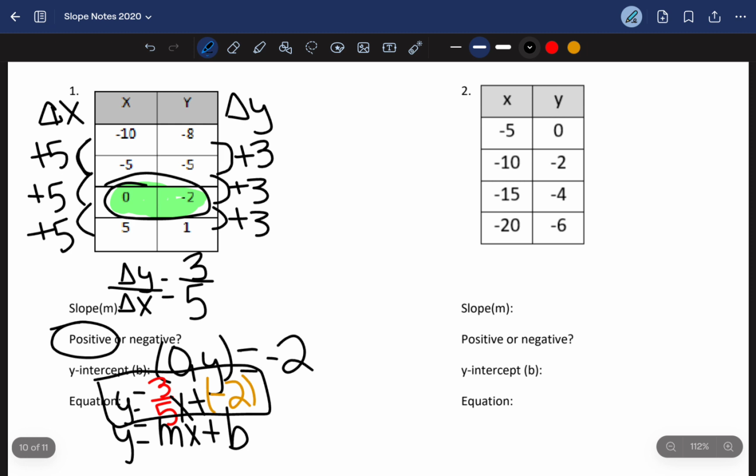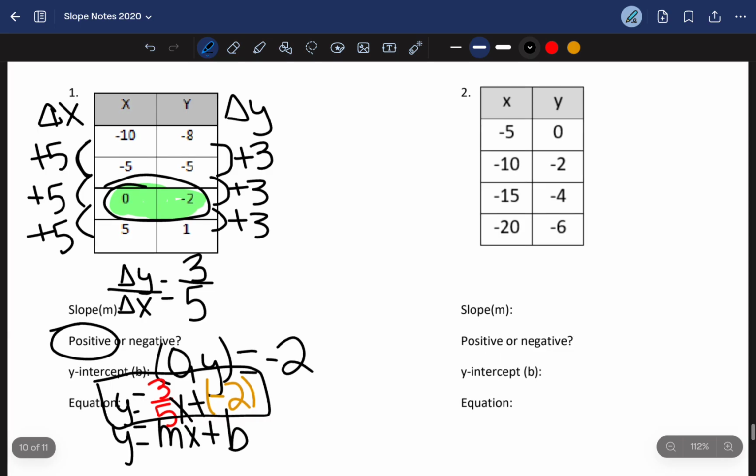All right, let's take a look at number 2. This one's just a little bit different, and so this is why I wanted to go over the work with you guys, because I don't want you to sit there and not know what to do.